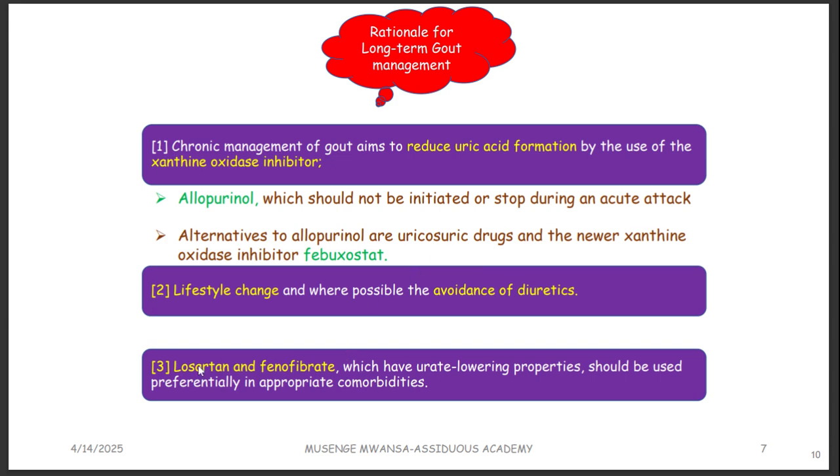Okay. You can as well give losartan and fenofibrate. These ones have urate lowering properties. They should be used preferentially in appropriate comorbidity. If someone has got some other conditions, like with losartan, if someone, let's say, is having things like heart failure.